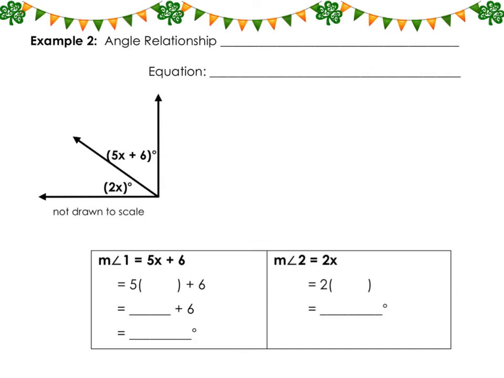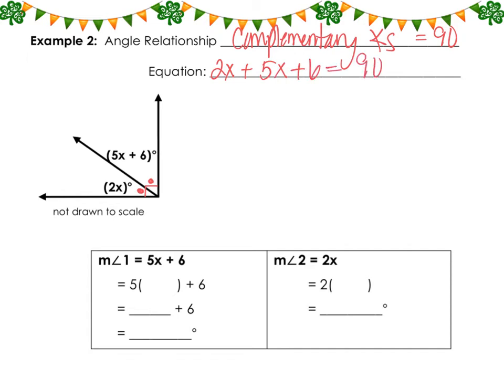All right, example 2. Here we're going to mark our diagram. Okay, so they are right next to each other, but it is a 90-degree angle, so therefore they are called complementary angles. And complementary angles means that they add up to 90 degrees. So my two angles are 2x plus 5x plus 6 is equal to 90 degrees.